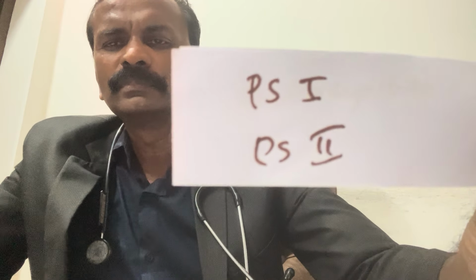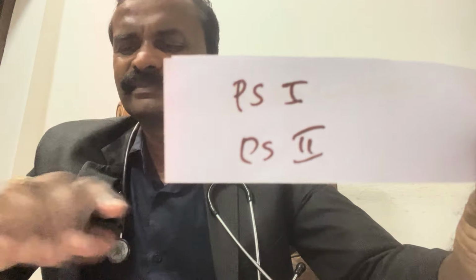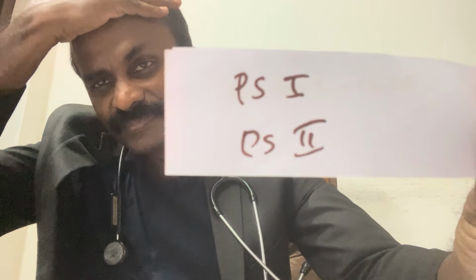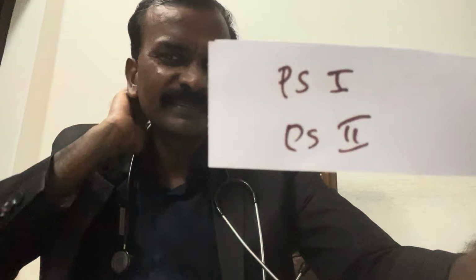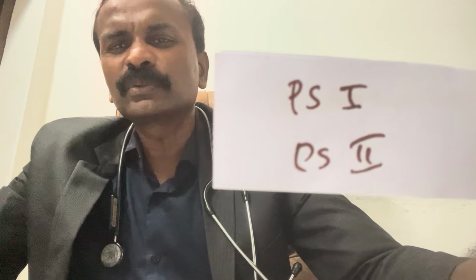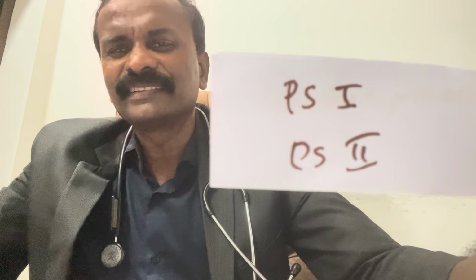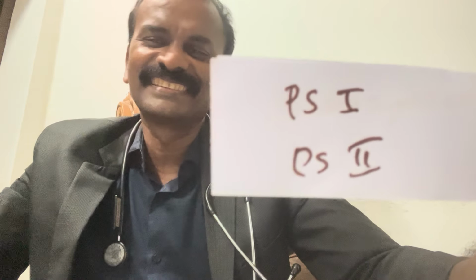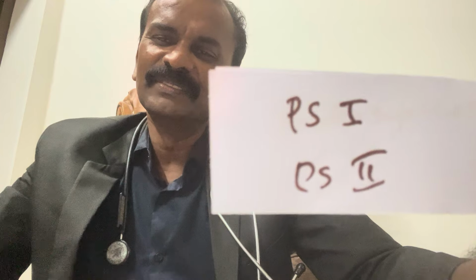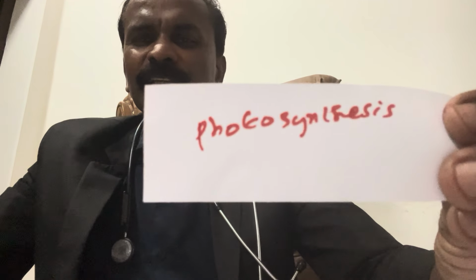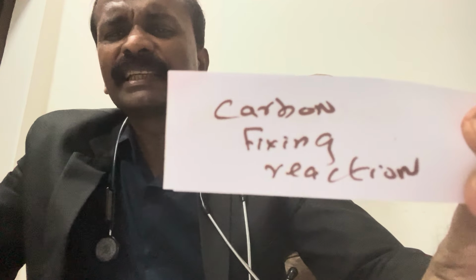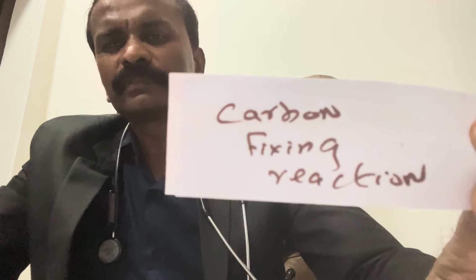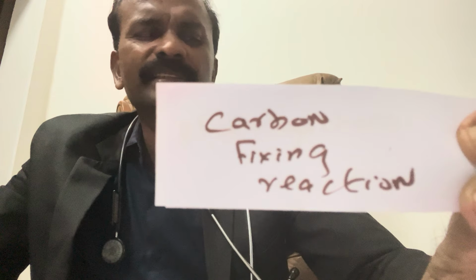PS1 and PS2. Match the following. What will be the question? PS1 and PS2. What will be the question? PS1, 700 nanometer. Remember? Yes. They are related to photosynthesis. Where have you heard about this carbon fixing reaction? In your biology textbook. Carbon fixing reaction.